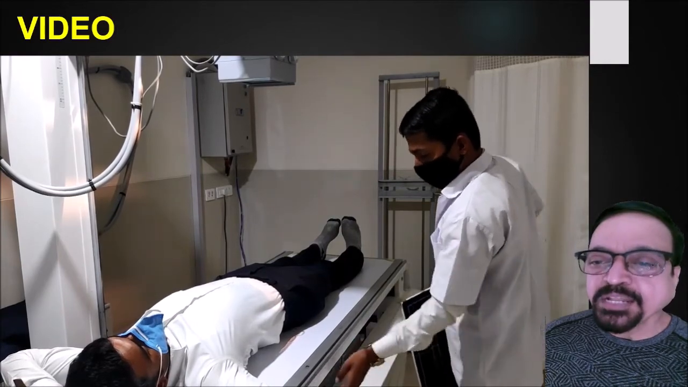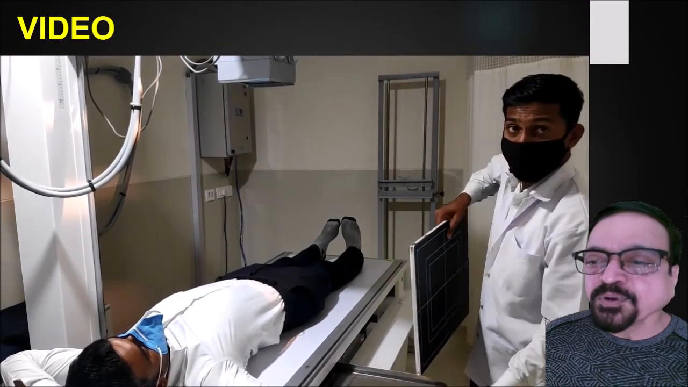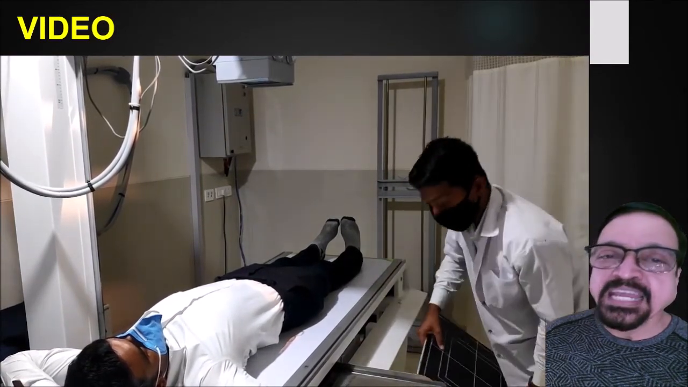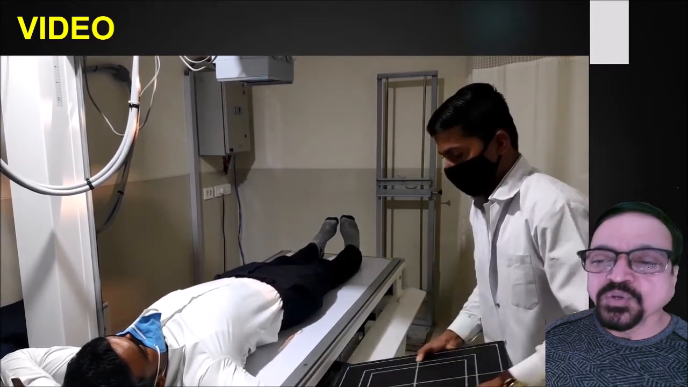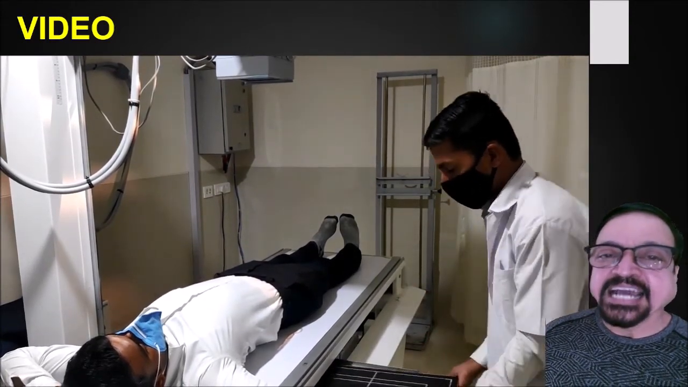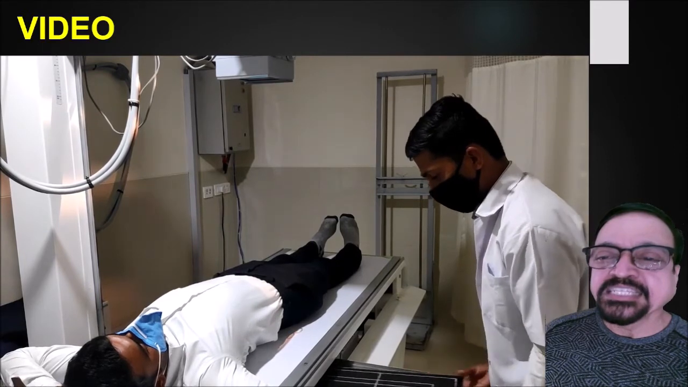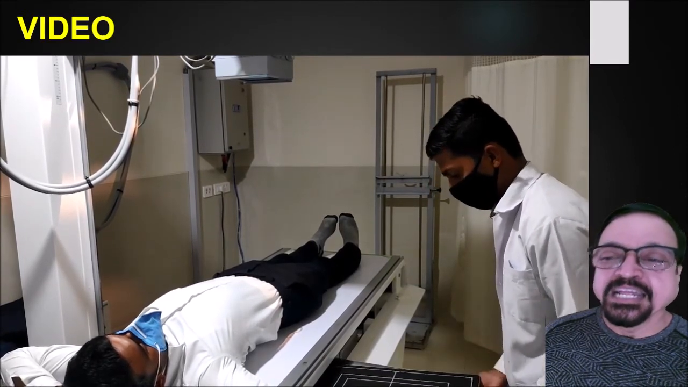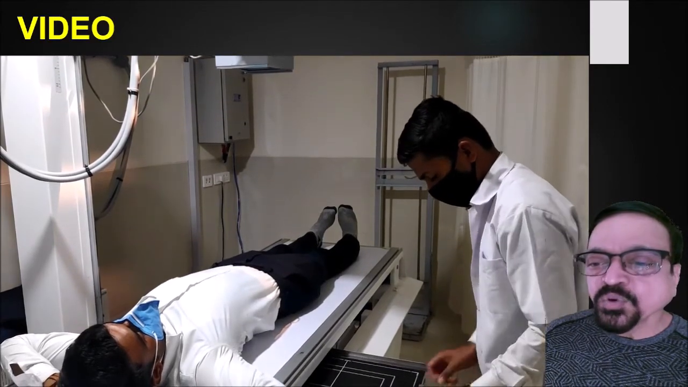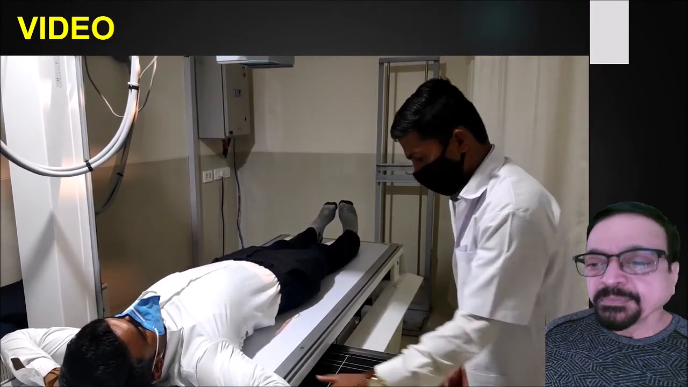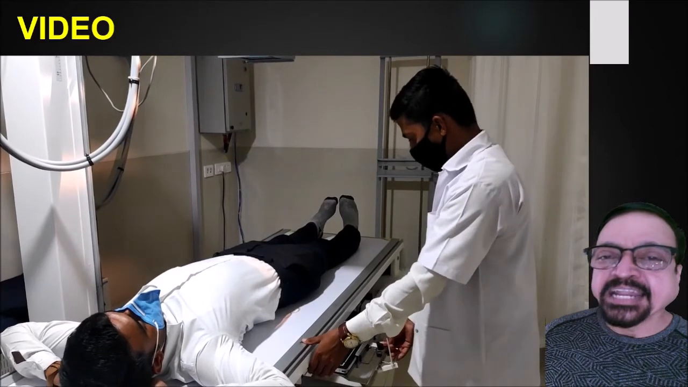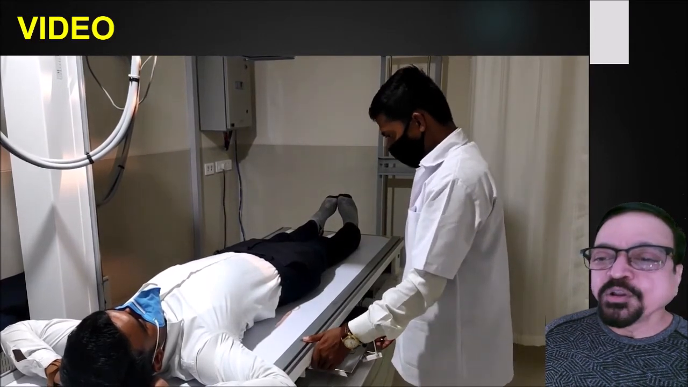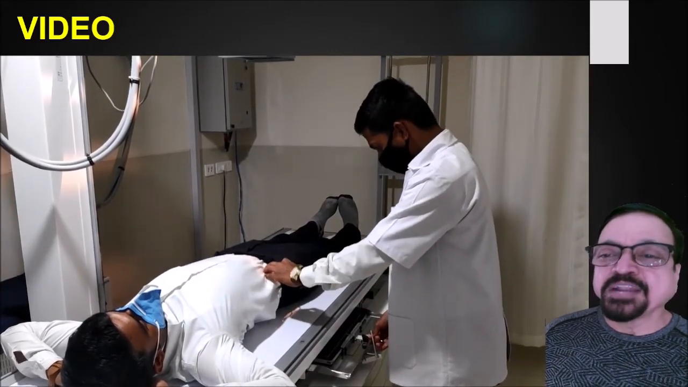Now the cassette is 14 by 17 and the highest point of the cassette is usually at the iliac crest. So you palpate the iliac crest and see that the highest point of your cassette is touching it, so that the entire pelvis will be projected. This is an imaging plate, so here there will be direct radiography. There will not be any processing required for this film.